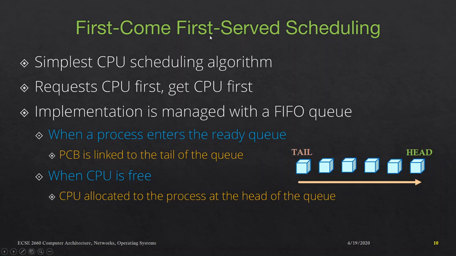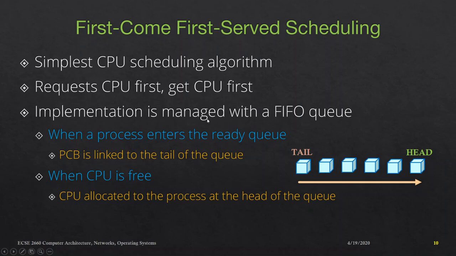So we start with first come first serve scheduling. As I said, it's the simplest CPU scheduling algorithm, and it essentially works on the principle that you request the CPU first, you get the CPU first. So it is independent of the priority of the process. It is independent of the burst time of the process. It essentially depends on the arrival time of the process into the ready queue. So whoever comes there first gets the CPU first.